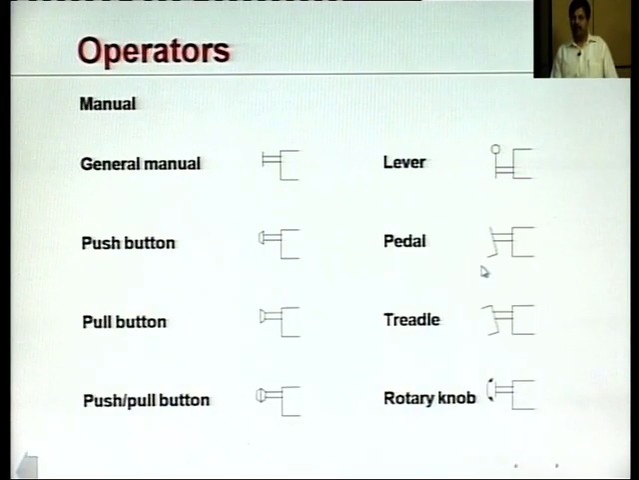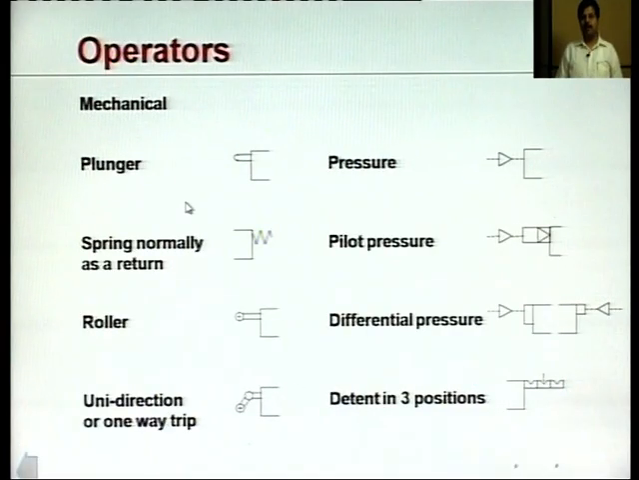We can use a paddle in case we require to apply much more force to operate this particular valve. We sometimes also use a treadle system for operating this valve, and a rotary knob can also be used, which is represented like this. There can be some mechanical arrangements also, which are used for operating and returning back of this particular type of valves. This is a plunger type of arrangement, as can be seen over here. The second one we have already seen.